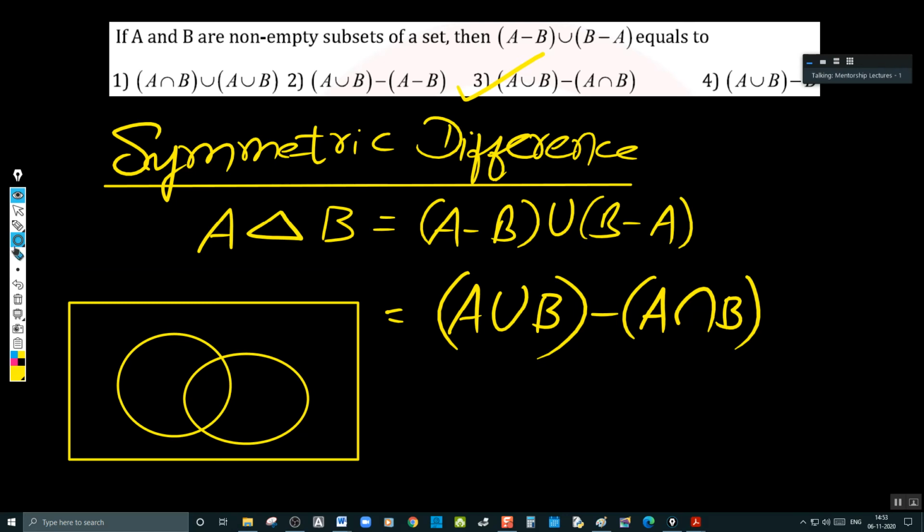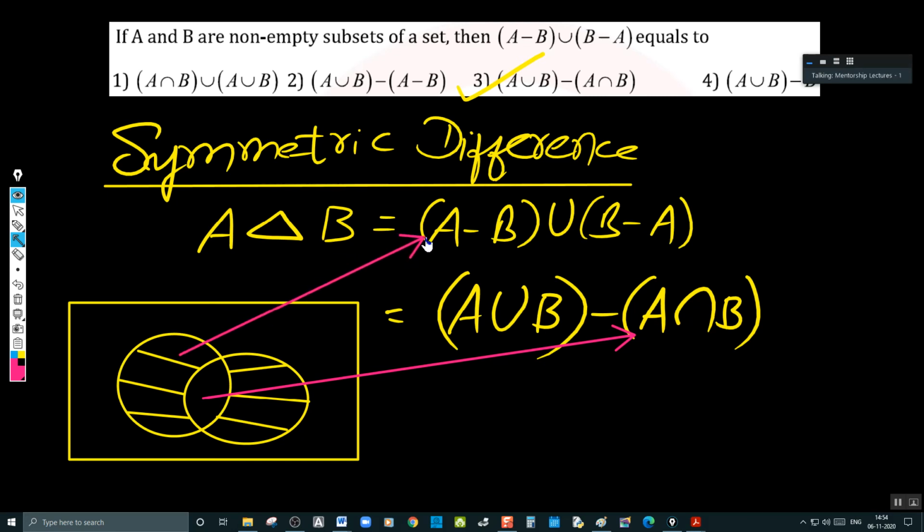So here this is what he needs. The shaded region he needs. What is not needed is A intersection B. That is why it is subtracted. This is A intersection B subtracted. This is nothing but A minus B, and this is nothing but B minus A. Union.